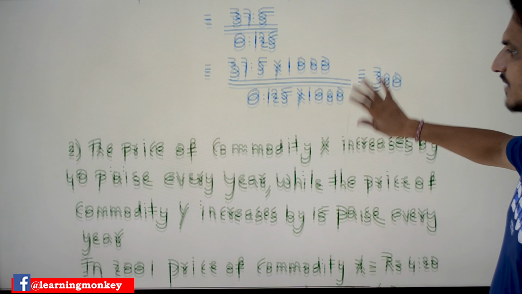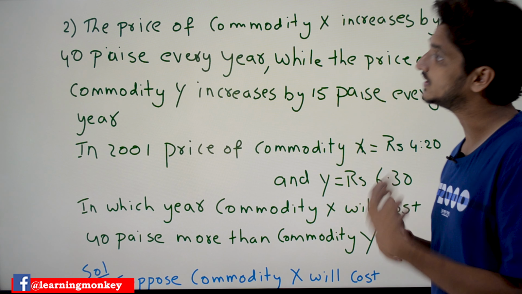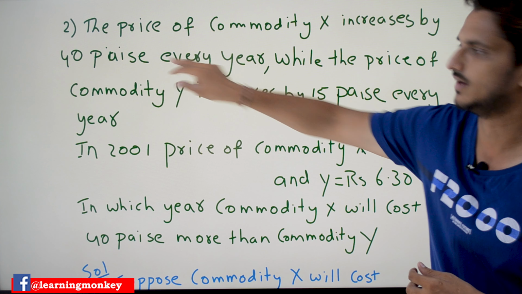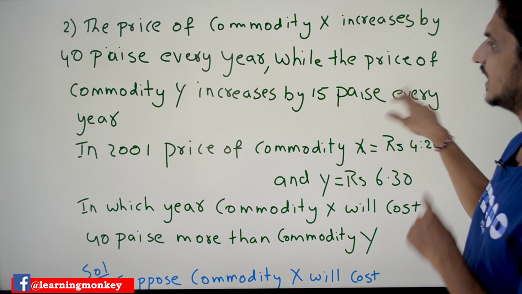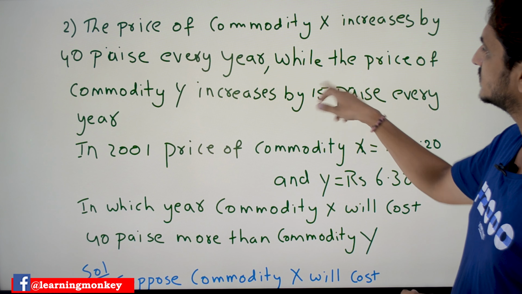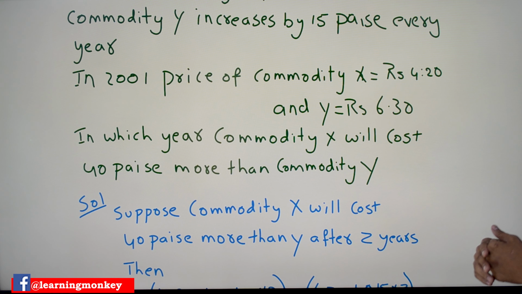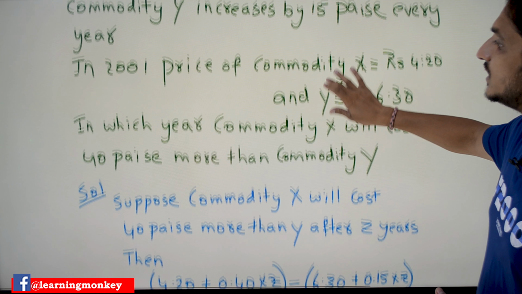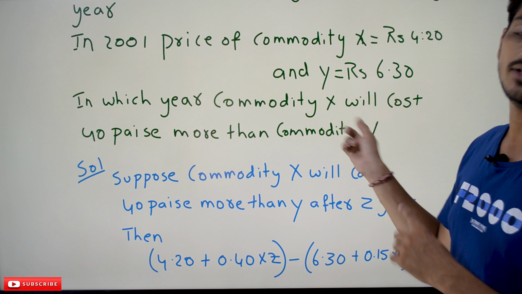Coming to the second example: the price of commodity X increases by 40 paise every year, while the price of commodity Y increases by 15 paise every year. In 2001, the price of commodity X is 4 rupees 20 paise, and Y is 6 rupees 30 paise. In which year will commodity X cost 40 paise more than commodity Y?